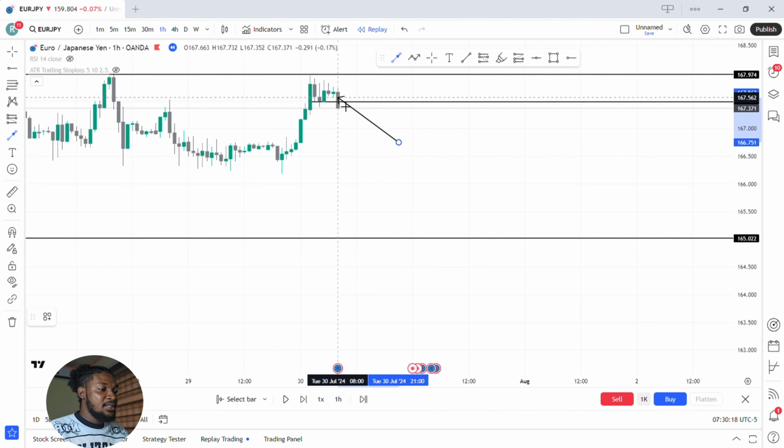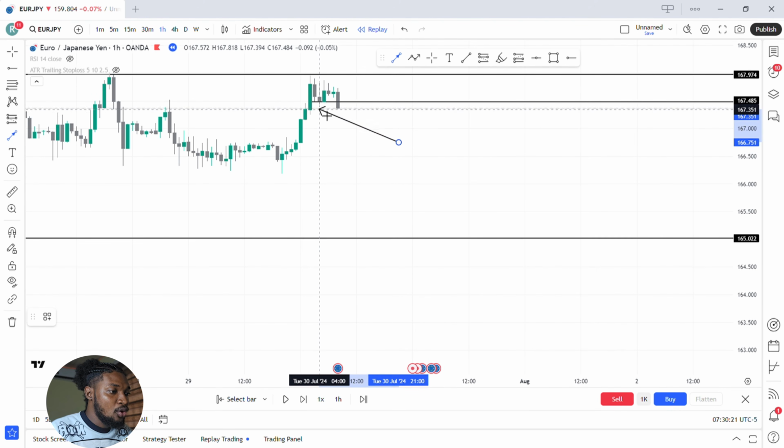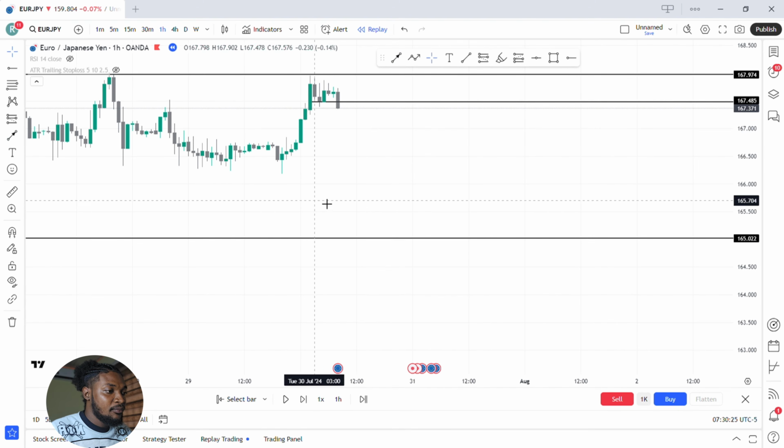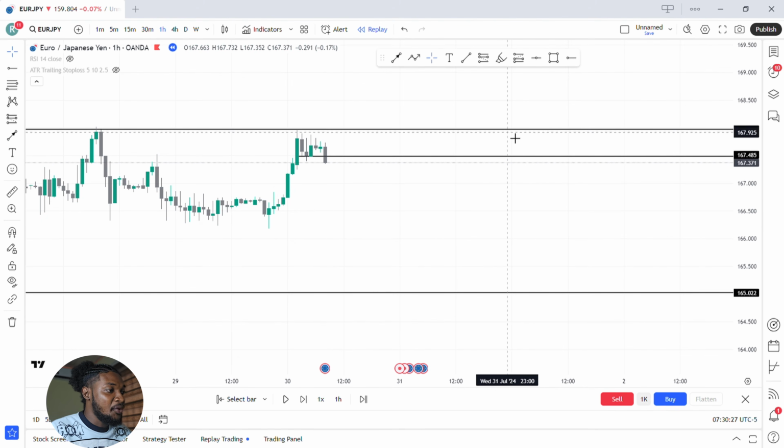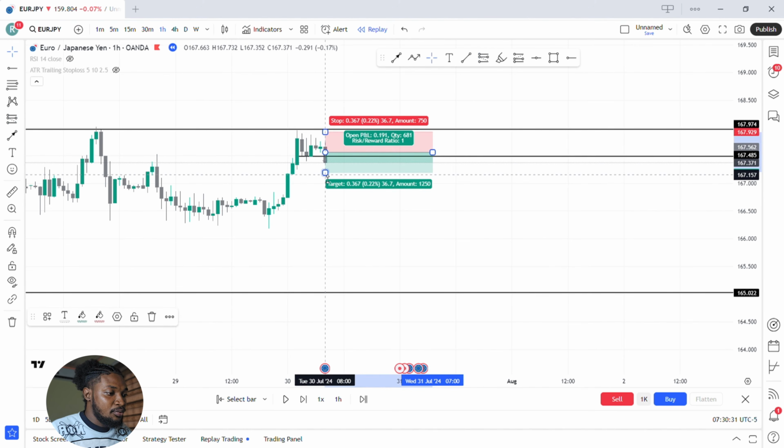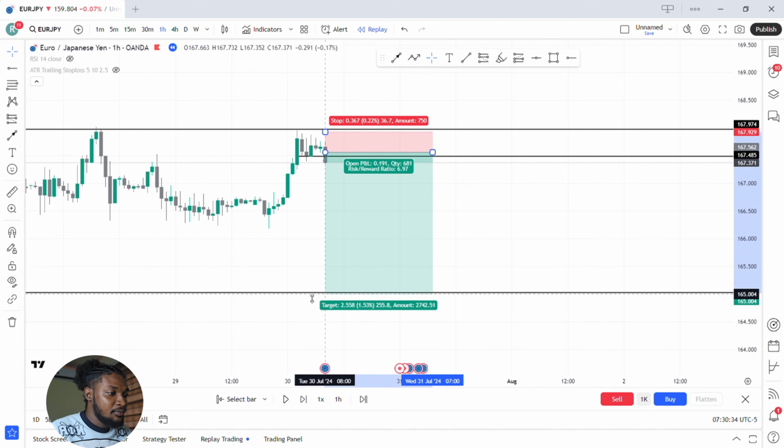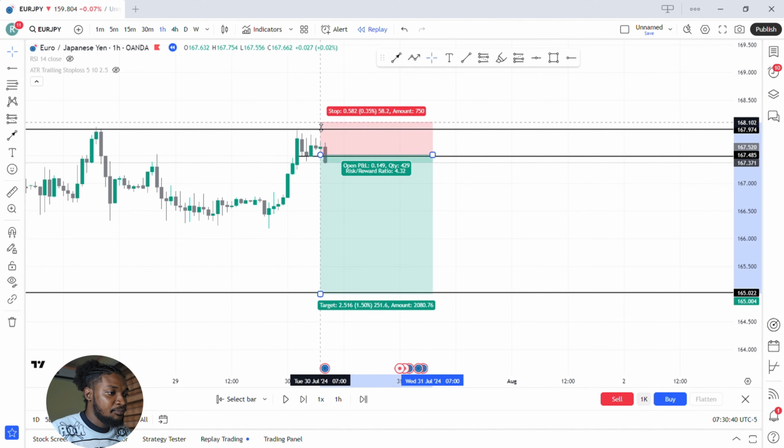So now we've got this bearish candlestick breaking below this level. You understand? So we are going to take our sells here. It's just as easy as that. Very easy, guys. We'll put our TP on the next level and SL above.